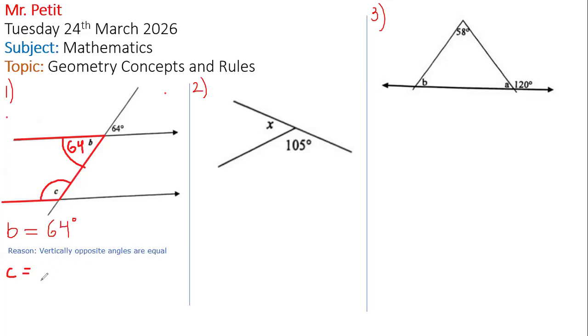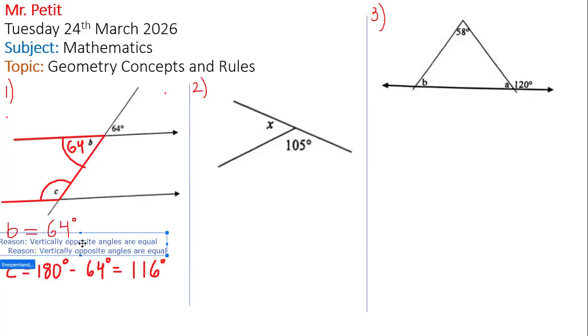Co-interior angles add up to 180. Very good. So we're gonna say 180 degrees minus what? Minus 64. Very good. And 180 degrees minus 64 is gonna be equal to what? 116. Let me check it. 180 minus 64, yeah, 116. Very good. So it's gonna be 116.